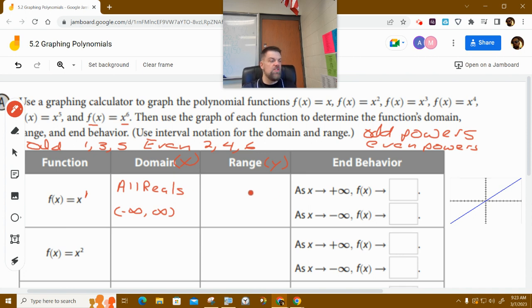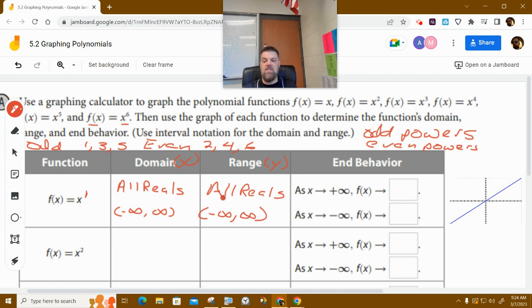So now the range is what can I plot? What are my y values? Is there a restriction? Well, the answer is no. There are no restrictions on the y value. It can go all the way from negative infinity to positive infinity. And so we would say all real numbers, or all reals.